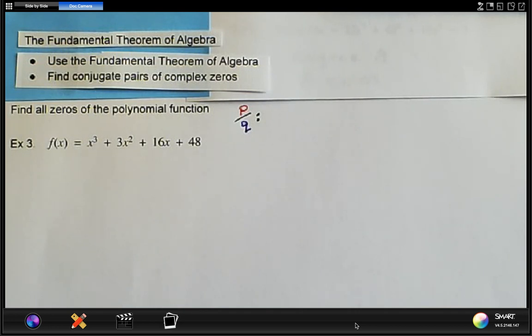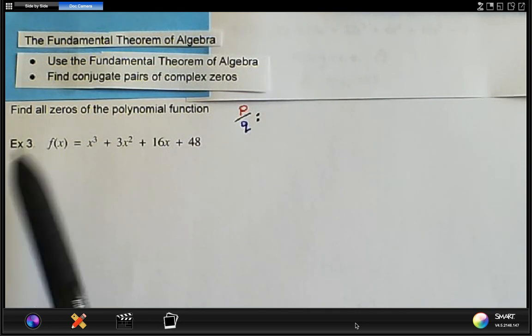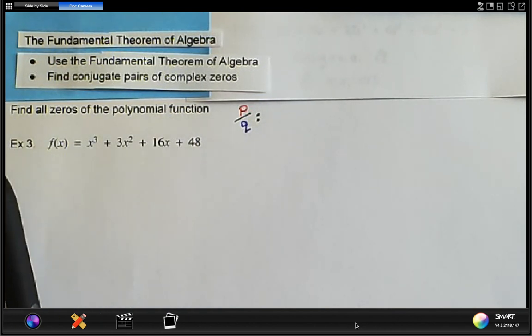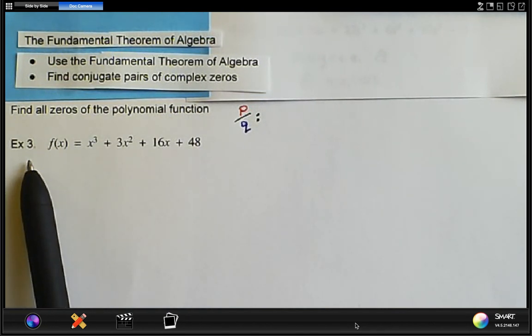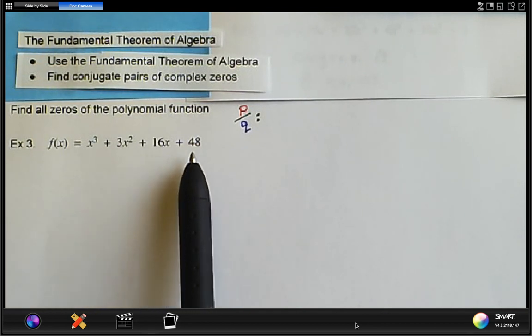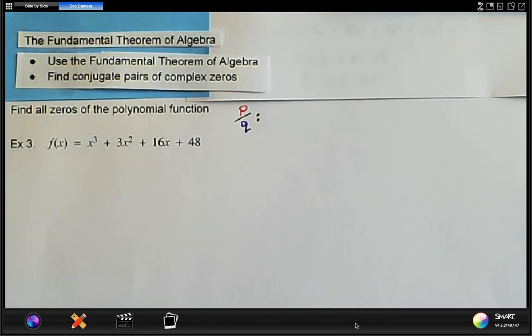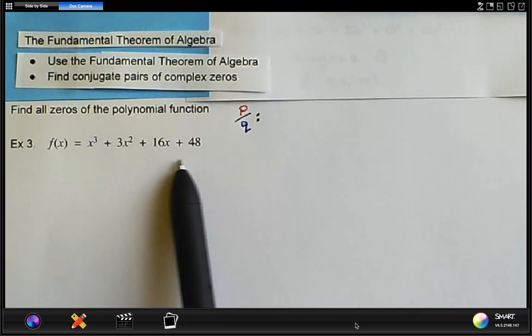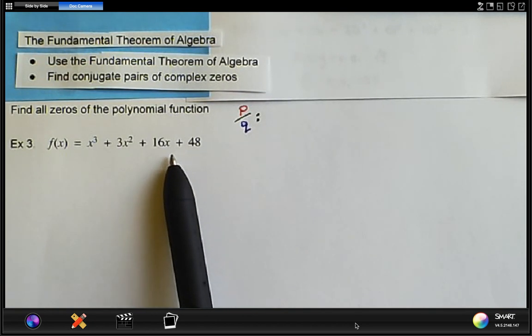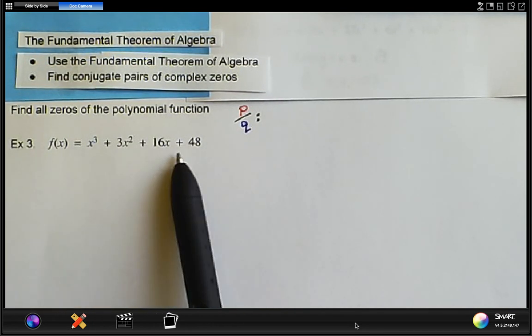We're talking about the fundamental theorem of algebra, and we want to find all the zeros of the polynomial function. In this case, we have x cubed plus 3x squared plus 16x plus 48. And remember, there's four terms here, so we could try to factor by grouping and it would work. But I just want to reiterate our synthetic substitution and how we do that.